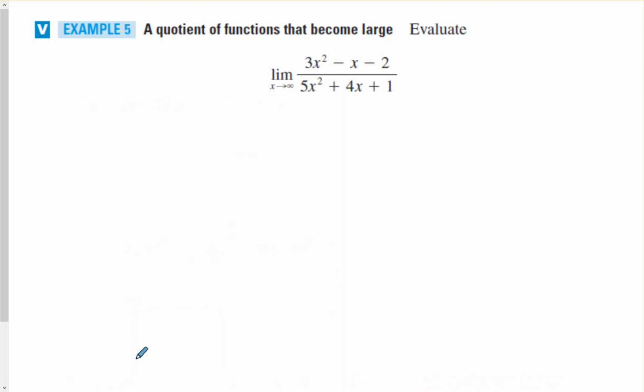Okay, quotient of functions that become large. So the limit as x approaches infinity of this function. So let's take a look.